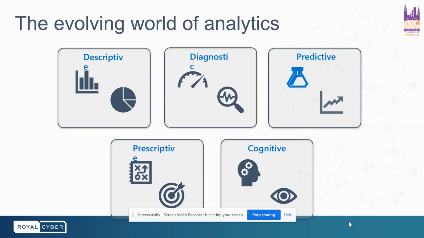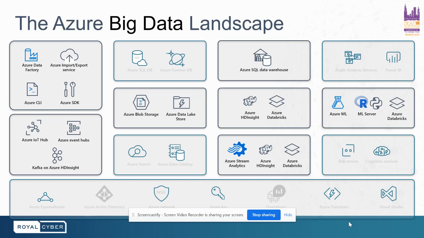Then the final thing where everybody wants to be is the cognitive, where you ask a chatbot a question, and then based on the previous transactions and history stored in the data lake, it is giving you the right answer. This is how the Azure big data landscape looks. So on the left, you have the ingestion services, the storage, the Azure Databricks where you do the preparation, and then ML, the modeling piece, and the visualization piece.